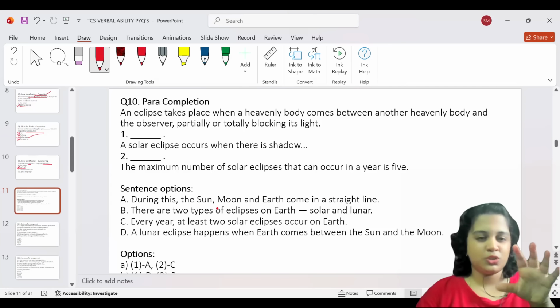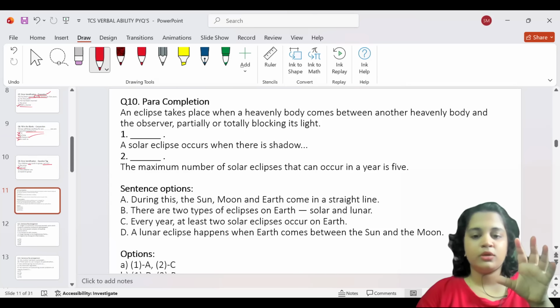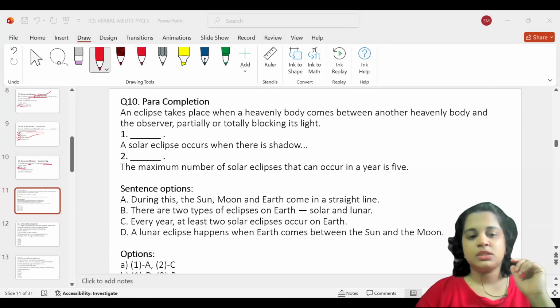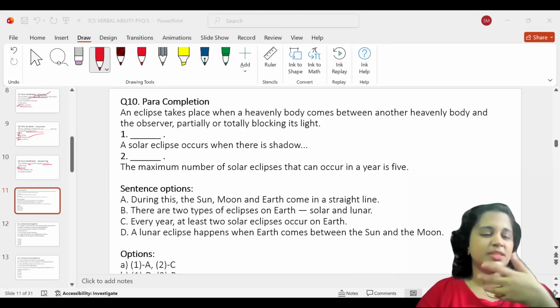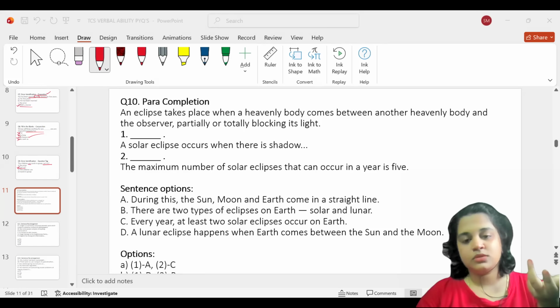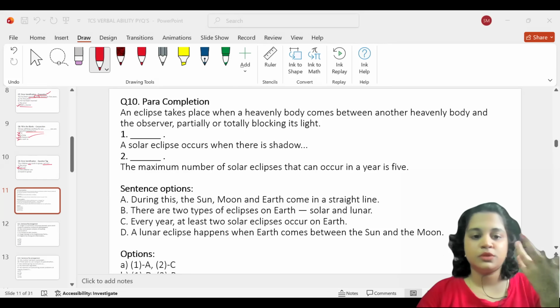Now, this is a bit factual. So if you are not aware of certain facts, you might not be familiar with the fact that the sun, moon, and the earth lie on a straight line during an eclipse. Like, it's kind of factual. So if you're not very sure of what could fit in, then you will not be able to understand it. So, go through your facts as well.